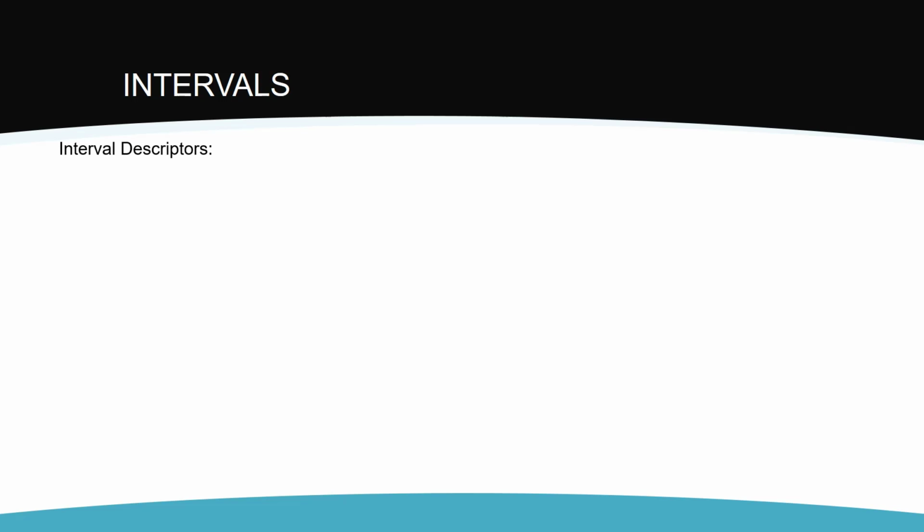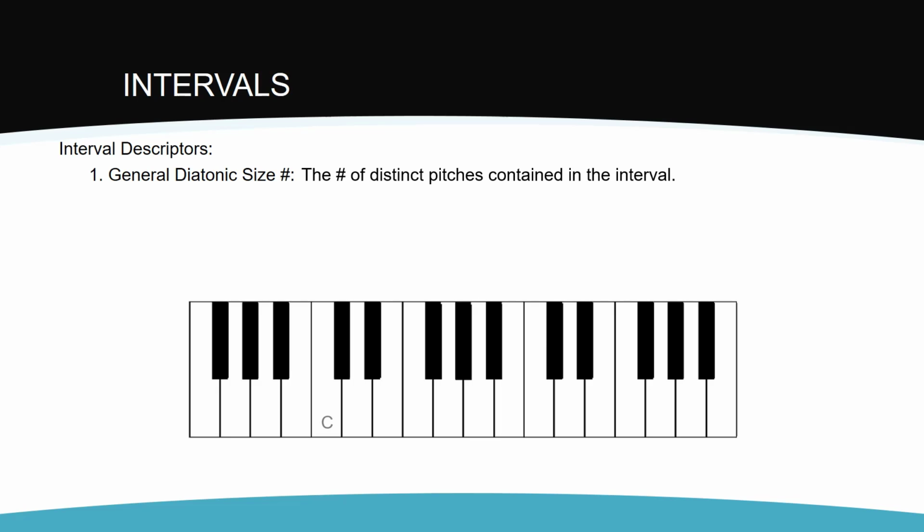All intervals are given two descriptors: a number that represents the general diatonic size of the interval and a quality. The general diatonic size refers to the number of distinct pitches contained in the interval. For example, the interval from C to D contains two pitches, C and D. So we call this interval a second. From E up to B, there are 5 pitches. So we call this interval a fifth.